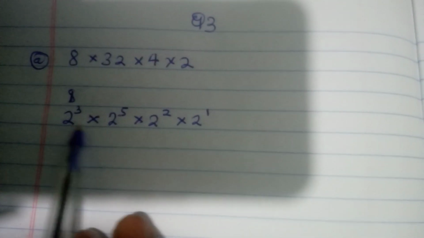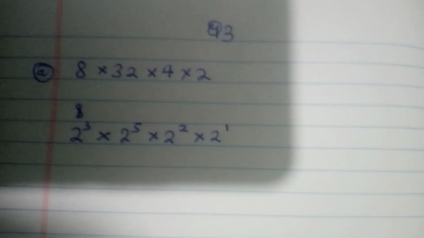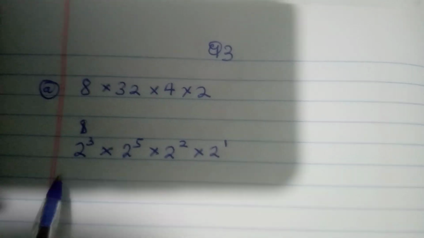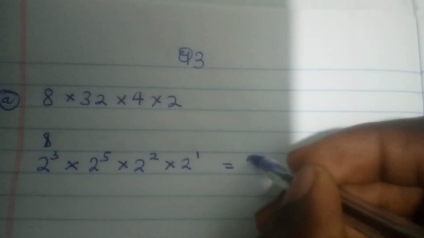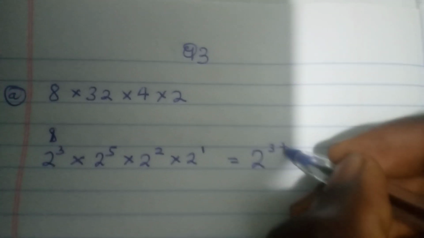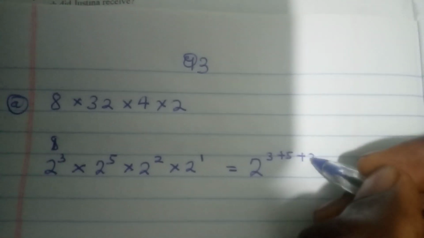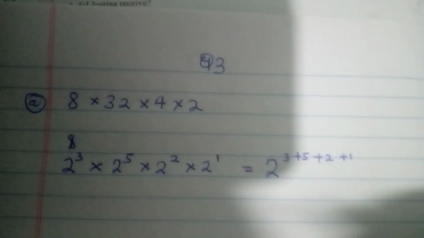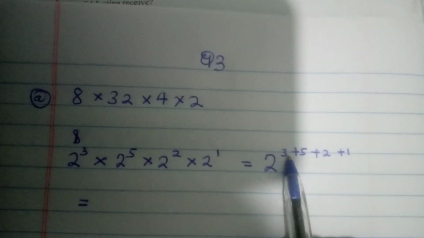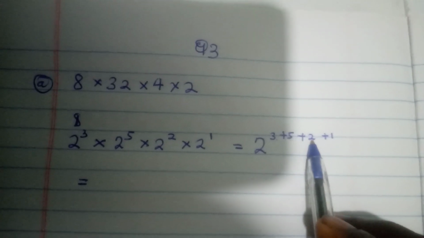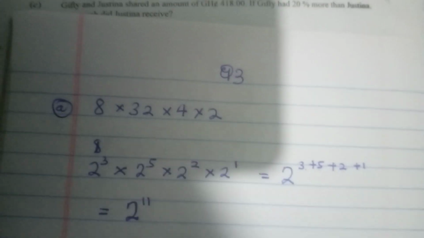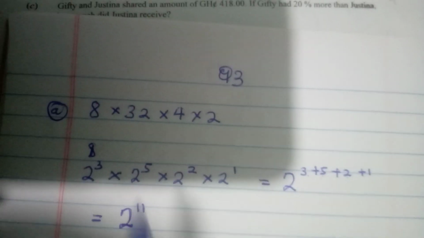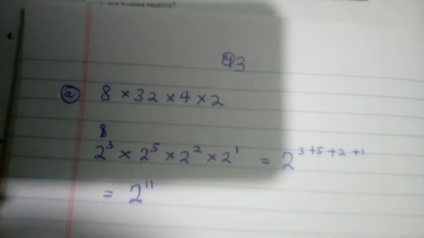Once we have written this as indices, we apply the first law of indices. The first law says that whenever you are multiplying and the bases are the same, you add the powers. So we add all the powers: 3 plus 5 plus 2 plus 1, which gives us 11. So we have 2 raised to the power 11. We've been able to express this in the form 2 raised to the power m.